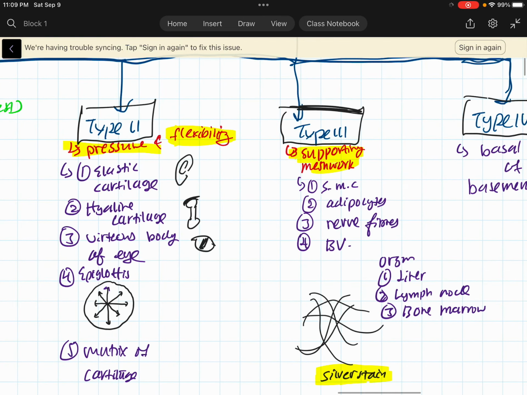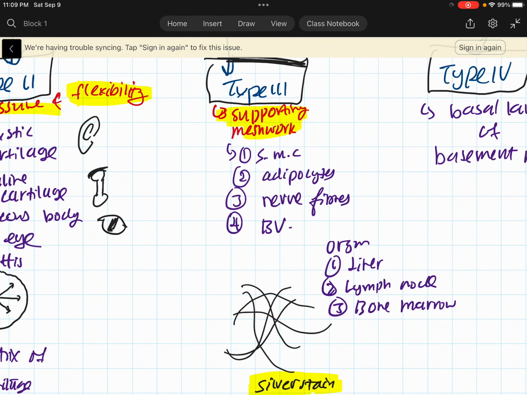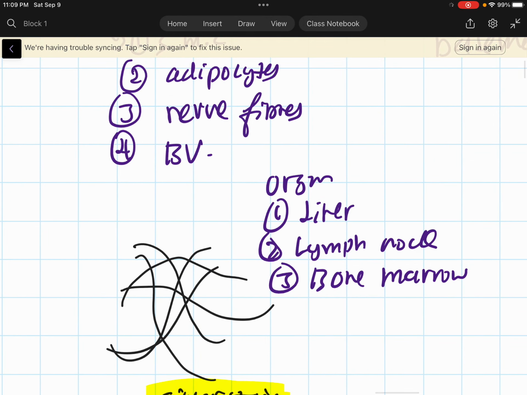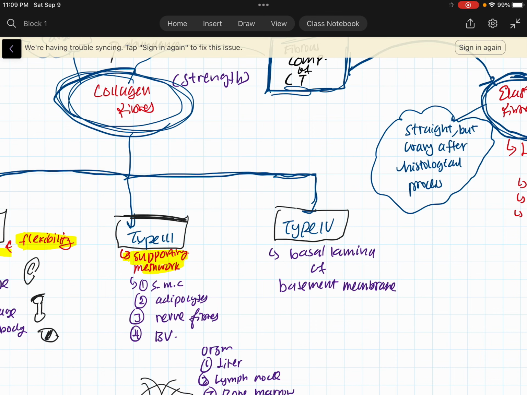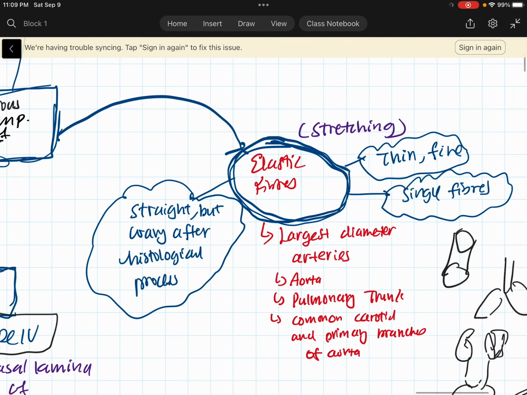And then there's type 3 of collagen fibers, which usually forms supporting meshwork. So you can find them in smooth muscle cells, adipocytes, nerve fibers, and blood vessels. You can also find them in organs such as liver, lymph nodes, and bone marrow. And finally, we have type 4 of collagen fibers, which you can find in the basal lamina of the basal membrane.